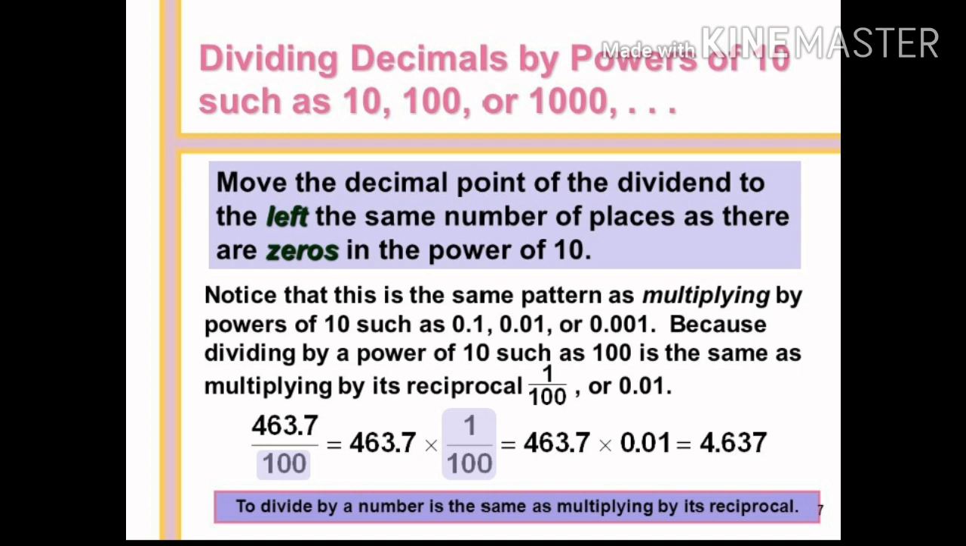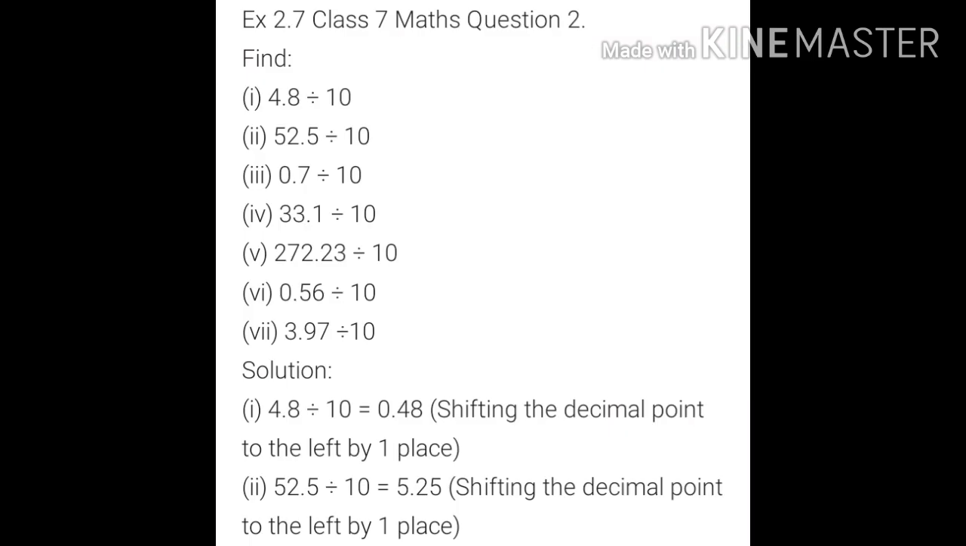For example, 463.7 divided by 100 means we can write the right hand side as the reciprocal of 100, that is 1 by 100, with the sign of multiplication. It will change into 0.01, and when we multiply 463.7 by 0.01, we will get 4.637. So keeping this in mind, we are going to solve the next coming questions.